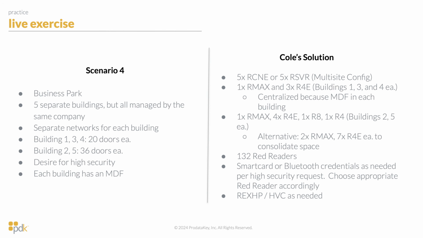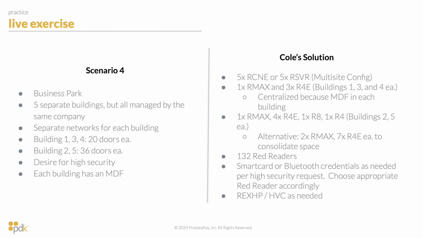So here's my solution, and I'm going to walk you through how I got here. Again, if you are still typing, don't stop typing, keep going. I want to see what you came up with. So I spec'd out 5 RCNEs or 5 RSVRs. It is typical with some of these bigger office buildings that they already have an IT rack that they want to mount everything inside of, in which case just do an RSVR. Otherwise, you can do an RCNE, which will cover each of these buildings.